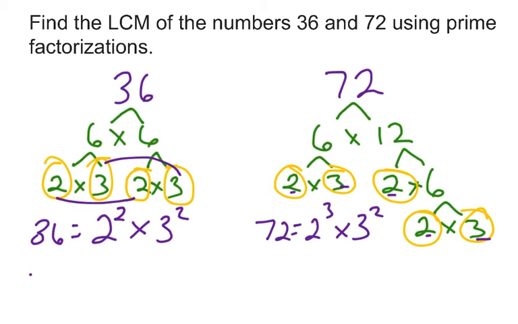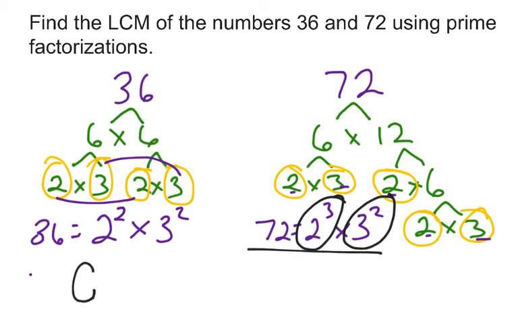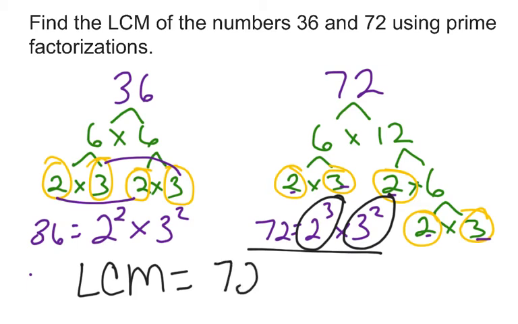Now I'm going to use those same strategies. I have a 2 and a 3, and now I need to circle my greatest exponent. Well, in the 2's case, 2 to the third power is greater. And in my 3's case, they're both the same, so I can pick either one. I'm going to pick it on this side just because I know that 2 cubed times 3 squared is going to give me 72. So my least common multiple of 36 and 72 is 72.